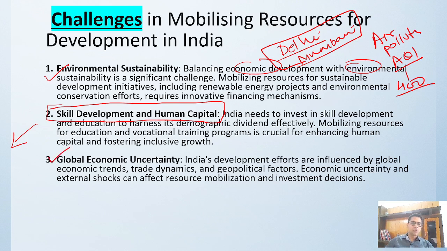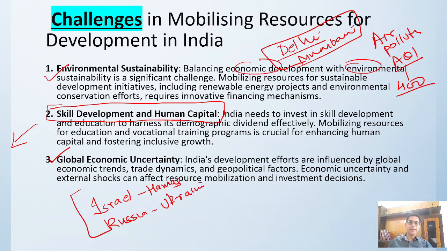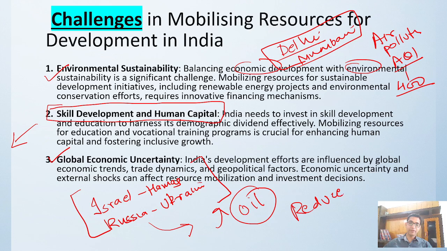And then global economic uncertainties. The Israel-Hamas war is going on, the Russia-Ukraine war is going on. So these are global economic uncertainties which come and again undermine our mobilization of resources. Earlier, because of the Israel-Hamas war, oil prices went very high. Then Russia started selling oil to India at a reduced rate. Again, we have to get our resources, and that too at our own prices. So we have to do a lot of checks and balances in order to achieve that price.